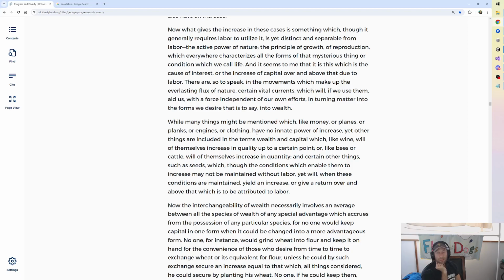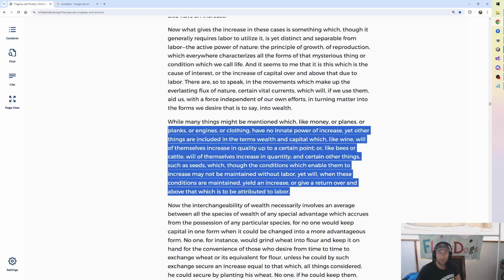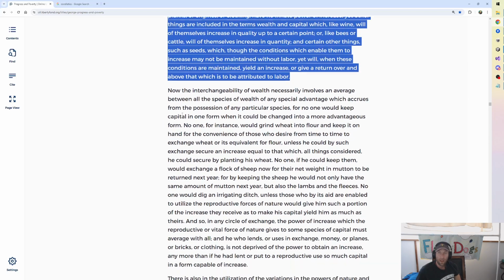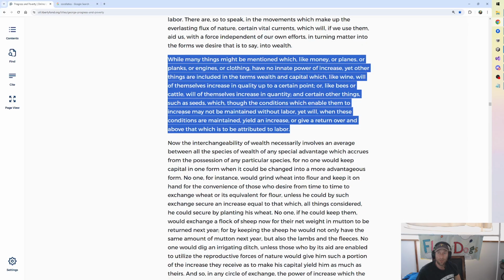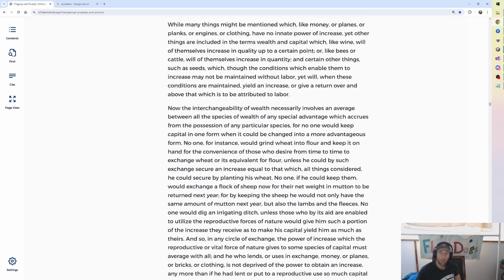While many things might be mentioned which, like money or planes or planks or engines or clothing, have no innate power of increase, yet other things are included in the terms wealth and capital which, like wine, will of themselves increase in quality up to a certain point, or, like bees or cattle, will of themselves increase in quantity, and certain other things, such as seeds, which, though the conditions which enable them to increase may not be maintained without labor, yet will, when these conditions are maintained, yield an increase, or give a return over and above that which is to be attributed to labor.